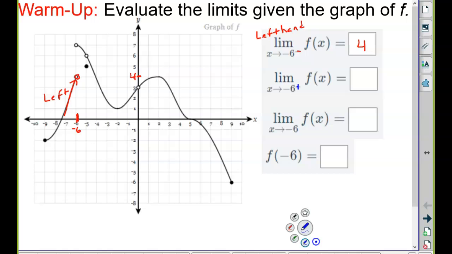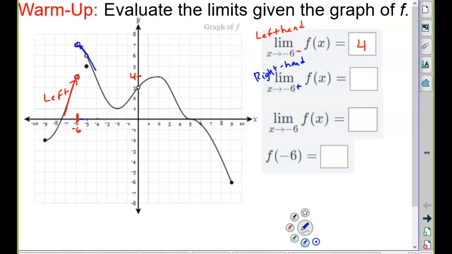And then if we look at it from the right here, we're still looking at -6. But now we have what's called the right-handed limit. So I want to pick numbers that are to the right of -6. Those are numbers like -4, -5, but we want to get as close as possible to -6. So we're going to follow the graph up and see where it is approaching.